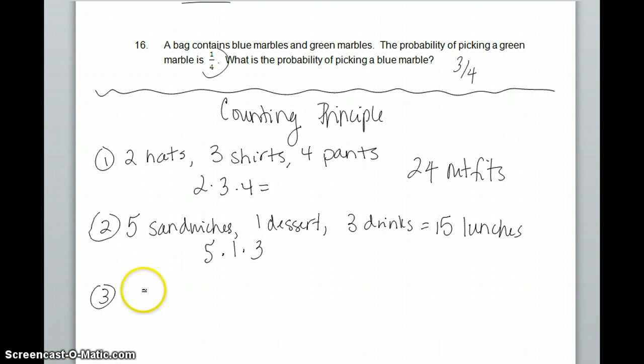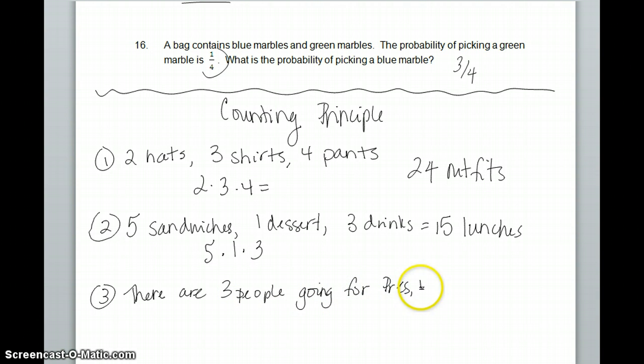So let's say there are 3 people going for president and VP. How many choices would you have? Well, you wouldn't go 3 times 3 times 3, because once somebody's a president, they can't also be a VP. So when you're working with people, you have to subtract 1 every time you count down to an item. For the president, we have 3 choices. For the VP, we now have 2 choices. So there are 6 different outcomes where we could choose a president and a VP from 3 different people.